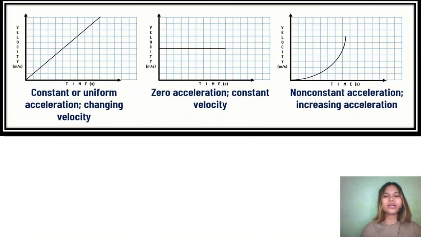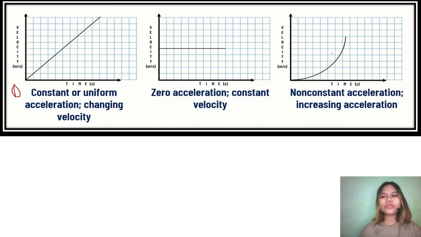So here are the graphs that you will encounter for acceleration. In the first graph, if you encounter a straight line pointing upward, it means there is a constant or uniform acceleration. There is a changing velocity. If you encounter a straight line which is pahiga, meaning zero acceleration, constant velocity.